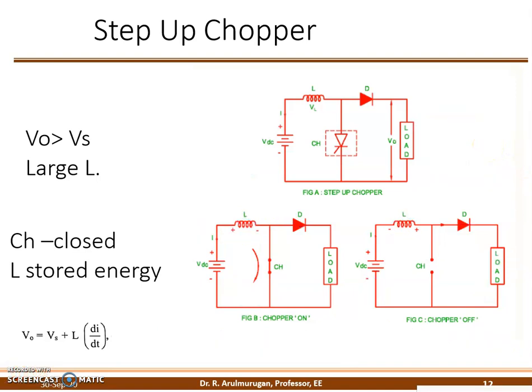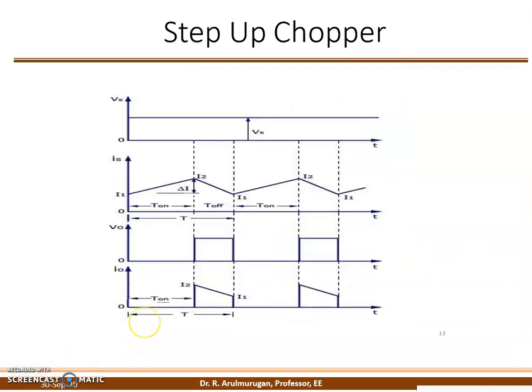Then here is the mode 2 condition equation. What is the output voltage? Vs, the input source, plus what? The inductance source. The inductance source is represented by L di by dt. So Vs plus this one.